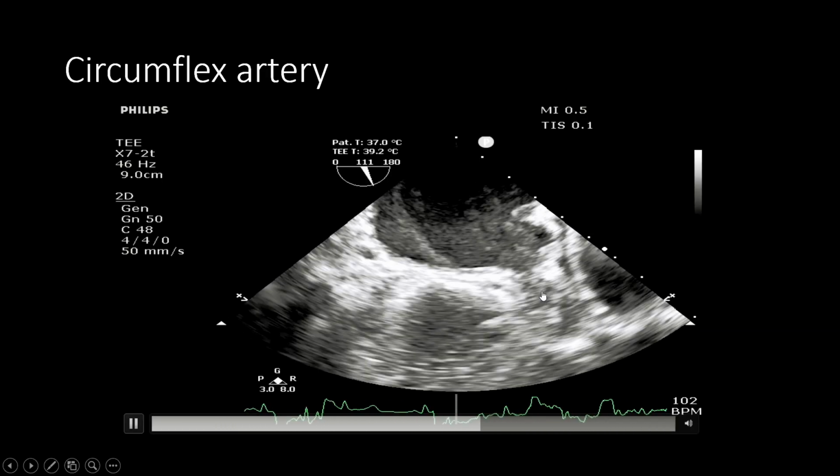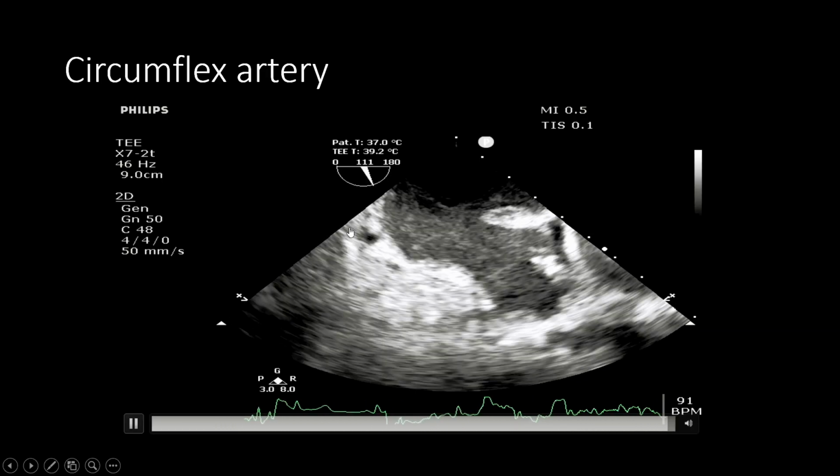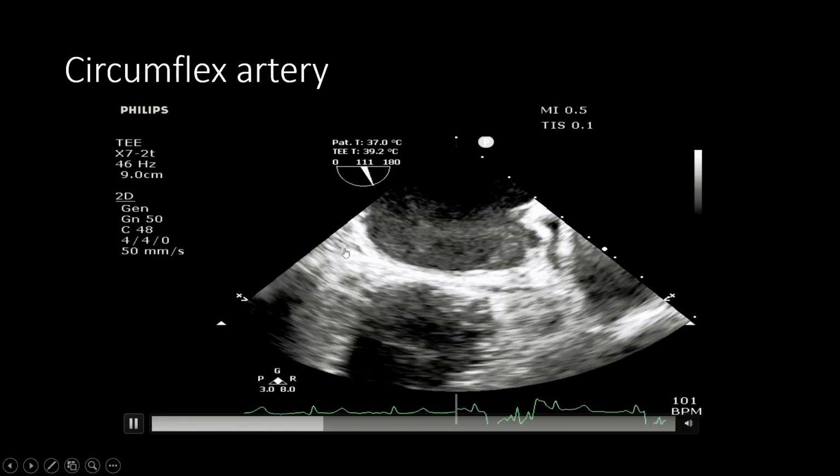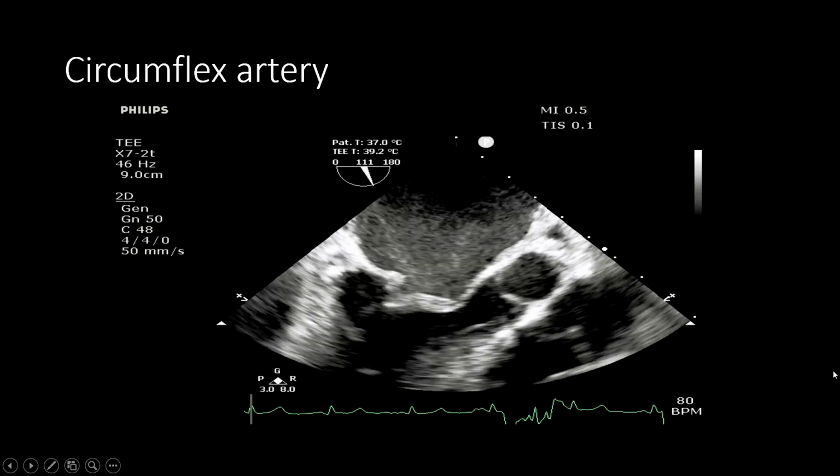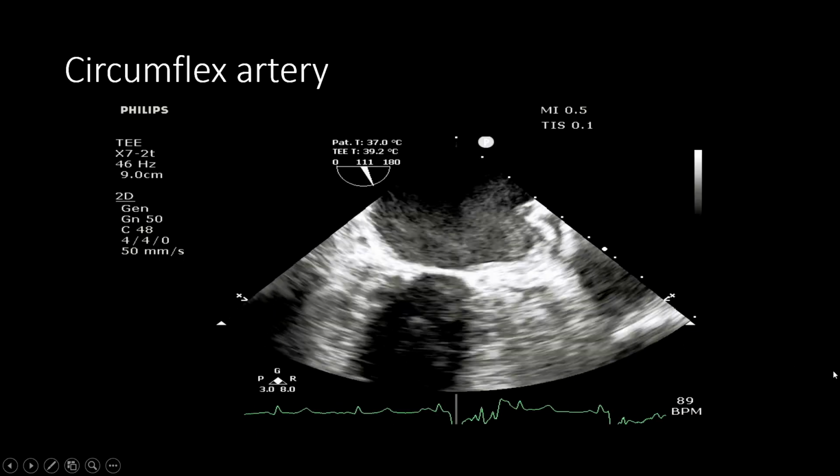Now I think everybody could see the bifurcation. Yeah, and this structure was coming from here. Now see the coronary sinus. It is coming, it is circular. Now it becomes longitudinal and it goes in this direction. At some point they crisscross each other.